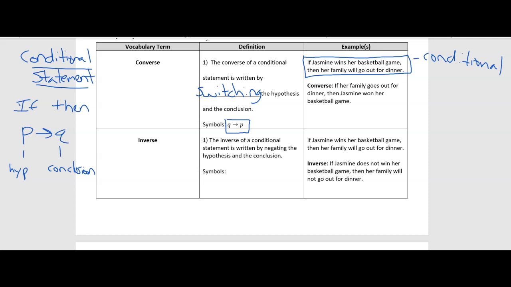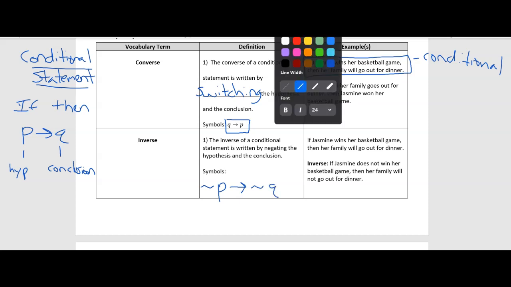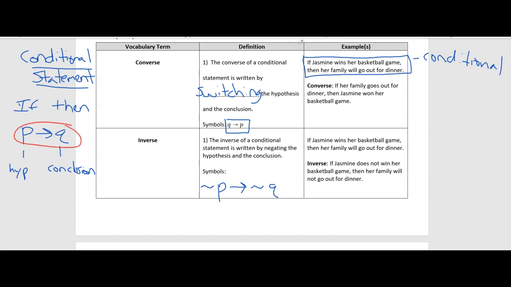Okay, the inverse. This is where we get to the concept of negation. The inverse of a conditional statement is written by negating the hypothesis and the conclusion. Negating just means saying something will not happen. In this case, we use a little squiggly sign. So not P implies not Q. That's how it's read. We're starting with our conditional, and all we're doing is negating the hypothesis and the conclusion.